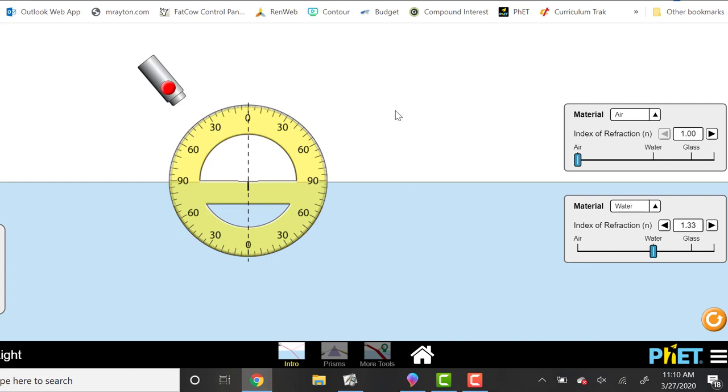You can see here I have a protractor. You can see we have a ray of light, and I'm going to change this to 30 degrees. So we're going to go to 30 degrees, and you can see there's some reflection going on. There's some refraction going on.